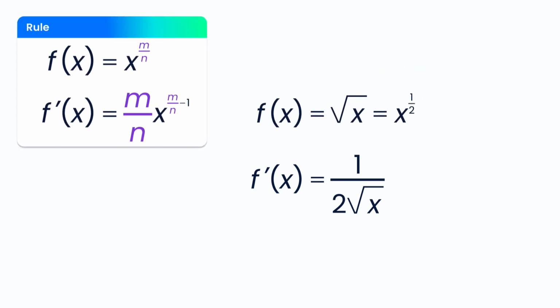Using the rule, you found that the derivative of the square root of x equals 1 over 2 times the square root of x. It is very useful to know that the derivative of the square root of x equals 1 over 2 times the square root of x, as this differentiation shows up very often.